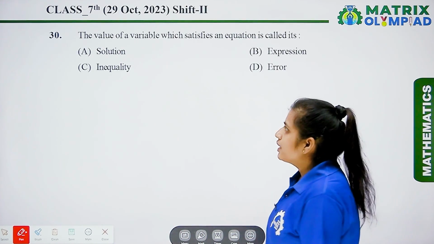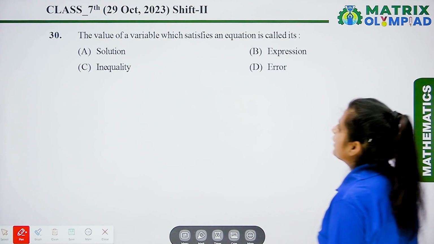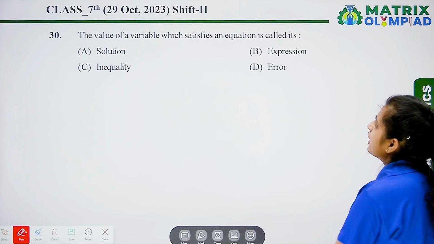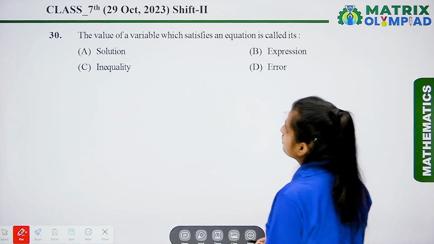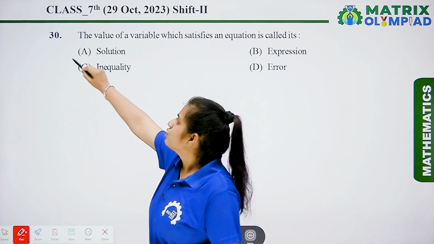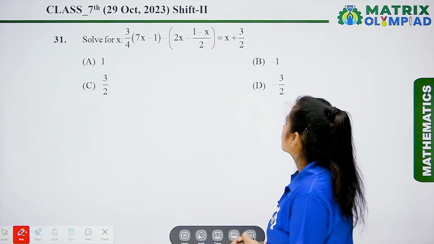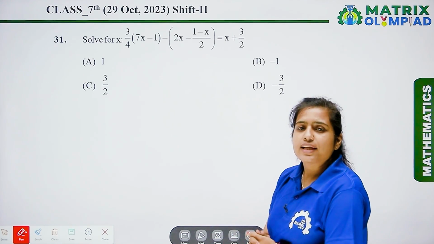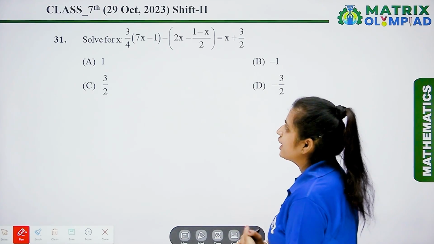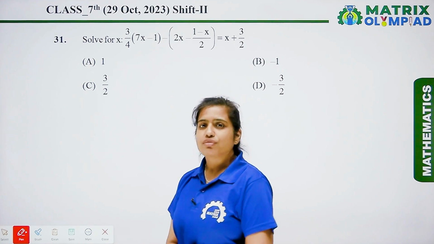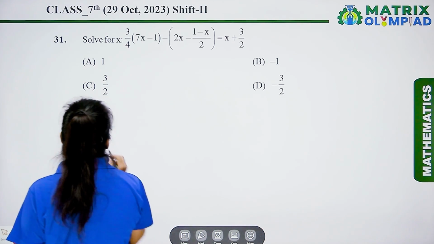In question number 30, the value of a variable which satisfies an equation is called its solution. So here option A is the correct answer. Now the next question is question number 31 and we have to solve for x. Now let's calculate.